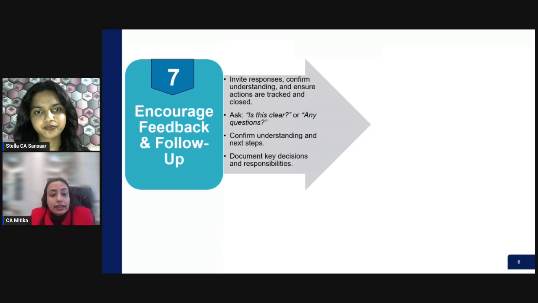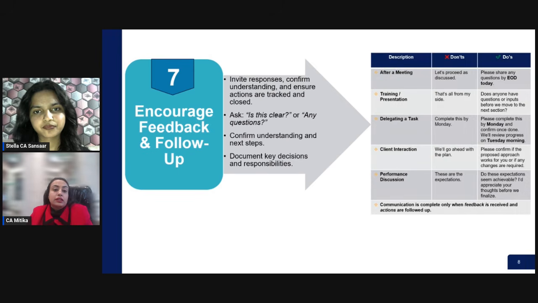Next, confirm understanding of the next steps, and always document key decisions and responsibilities. Say, after a meeting, we just give a message that says, let's proceed as discussed. Be specific and rephrase it as, please share any questions by EOD today, giving a definite time. Like during a training or a session, we say, that's all from my side. No, you should be asking your audience if they have any confusion, and for that you should always be open for Q&A sessions. So, does anyone have questions or inputs before we move to the next section?